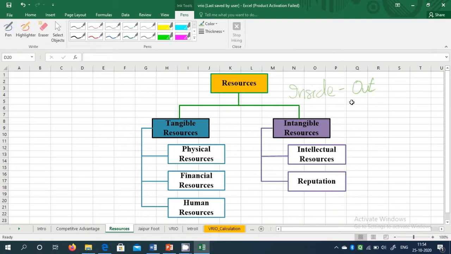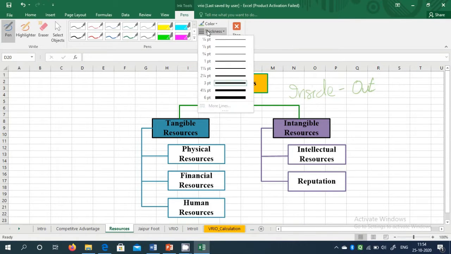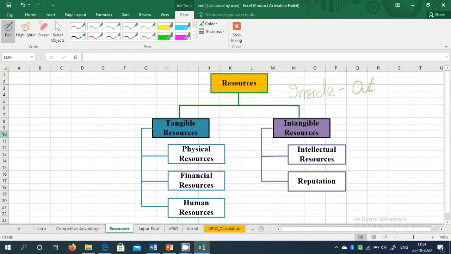There are companies like Tesla, which is very prominent in electric vehicles. Apple is another company. They follow this type of inside-out approach.